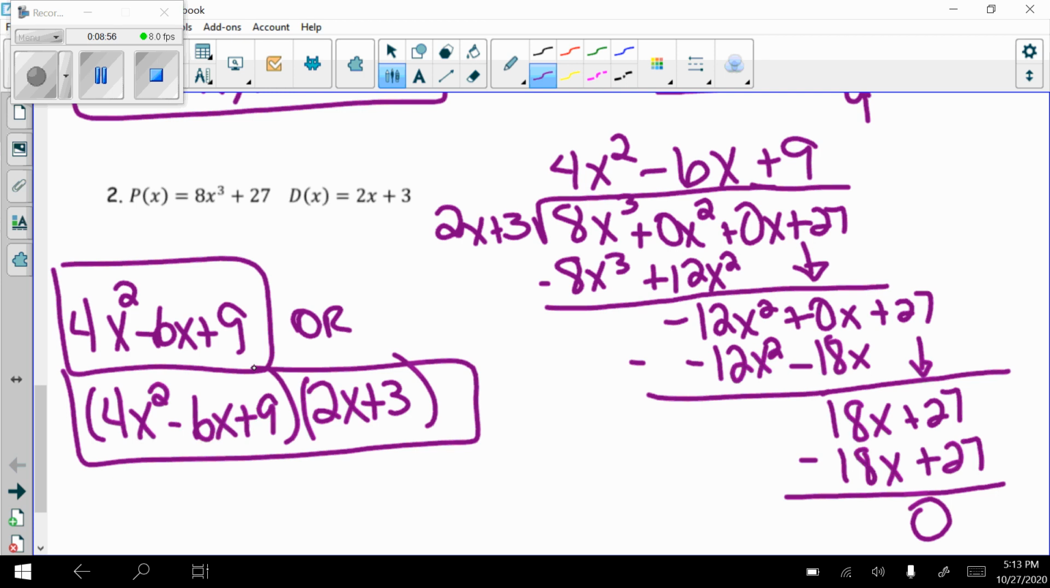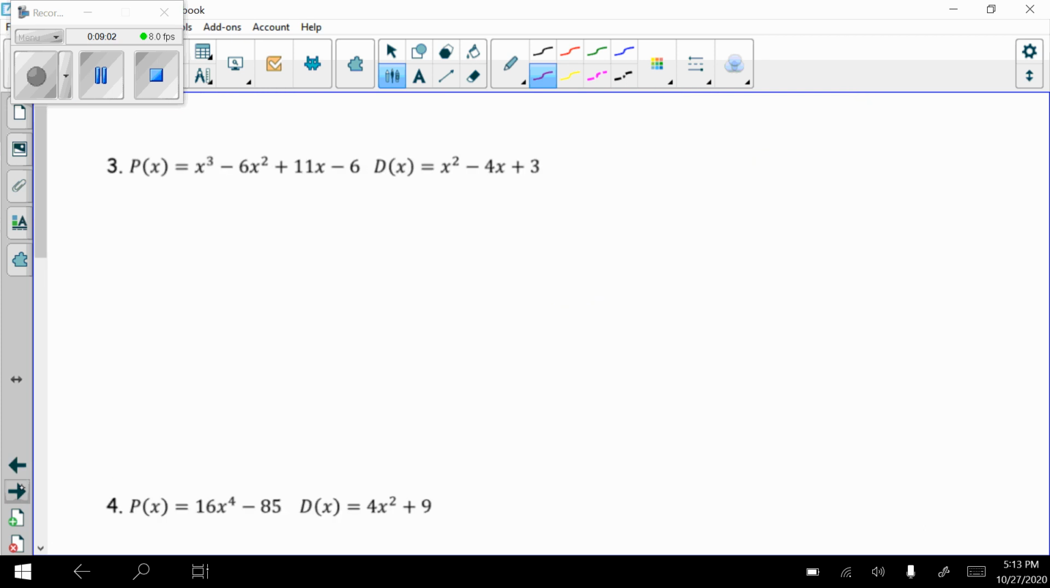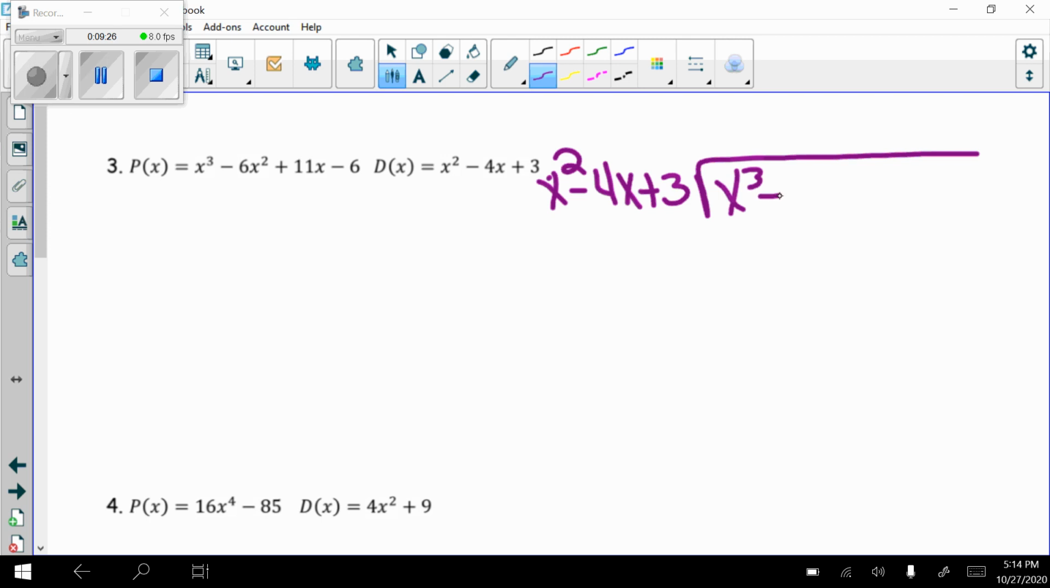We're going to do 2 more examples of long division. So turn the paper over. Example number 3, x cubed minus 6x squared plus 11x minus 6. And the divisor is x squared minus 4x plus 3. So x squared minus 4x plus 3 goes on the outside. Dividend goes underneath. So x cubed minus 6x squared plus 11x minus 6. So notice that I did not need any placeholders because I was not missing any of my variables.